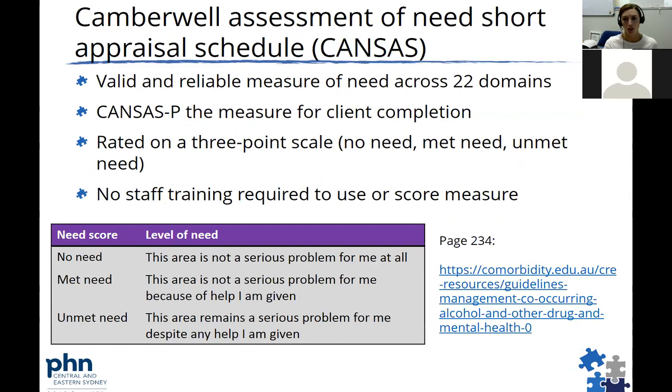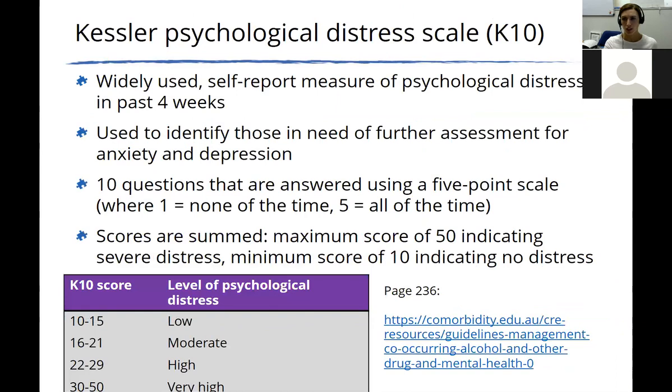The short form measure, which is known as the Kansas P, is for clients to self-complete. It's rated on a 3-point scale: no need, met need, or unmet need, and no staff training is required to use it or score it. The Kessler Psychological Distress Scale, or the K10, is a widely used, simple self-report measure of psychological distress, and it can be used to identify those who are in need of further assessment for anxiety and depression.